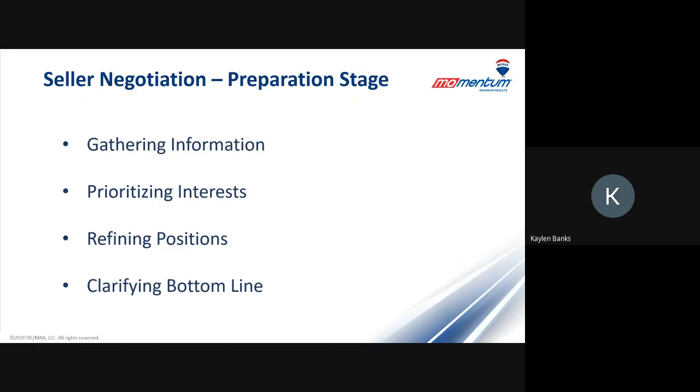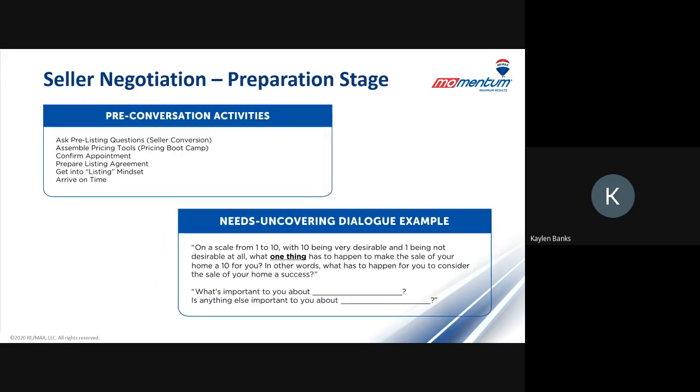On page 13, you can write out how you would navigate through each of these in your own words, or some points you would like to remember. First, we're going to gather information and prioritize interest. A great way to do this with sellers is to use the pre-conversational activities we go through in listing conversion: asking pre-listing questions, assembling pricing tools or a CMA, confirming the appointment, preparing a listing agreement, getting in the right mindset and arriving on time. All of those help, but I think those first 2 are very valuable for sellers and negotiations.